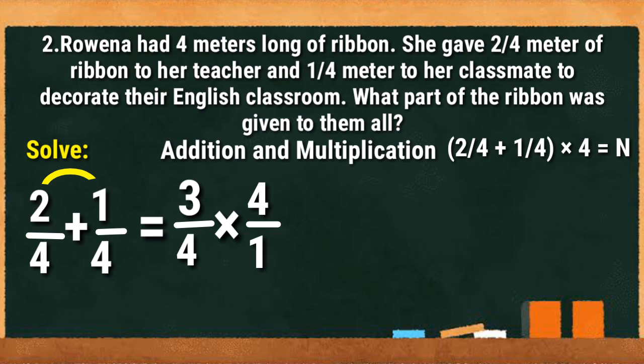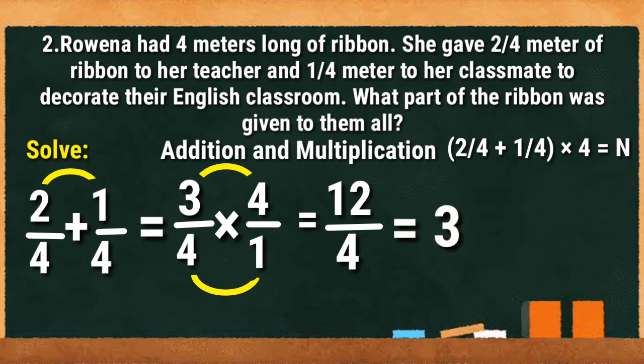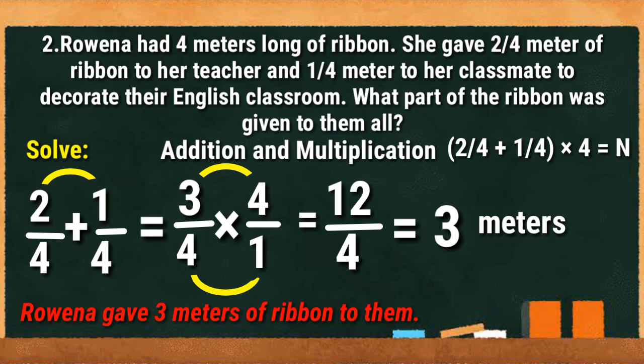And let's proceed with the steps in multiplying fractions. We have to multiply the numerators. 4 times 3 is 12. 1 times 4 is 4. And of course, we have to simplify the answer. So 12 divided by 4 is 3. So the answer is 3 meters. Your final answer is Rowena gave 3 meters of ribbon to them.